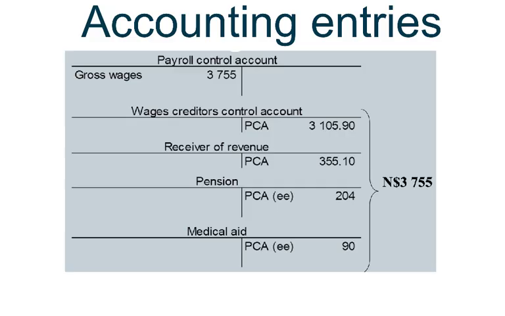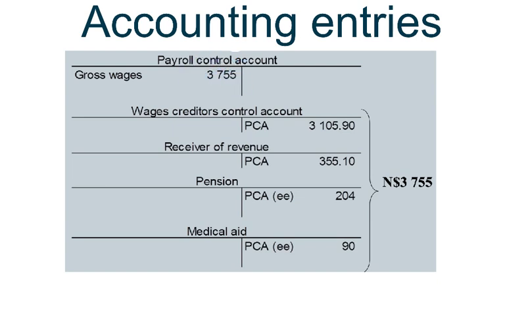Now, if we look at the accounting entry, here we have the general ledger account. Remember, it looks like a T account. Now, we will have a payroll control account, and then we will have the sub-accounts underneath the payroll control account. All the amounts in the sub-accounts should be equal to the amount in the payroll control account. So we are saying the gross wages, remember, gross wages was the basic salary plus all your allowances. Your gross wages was 3,755.